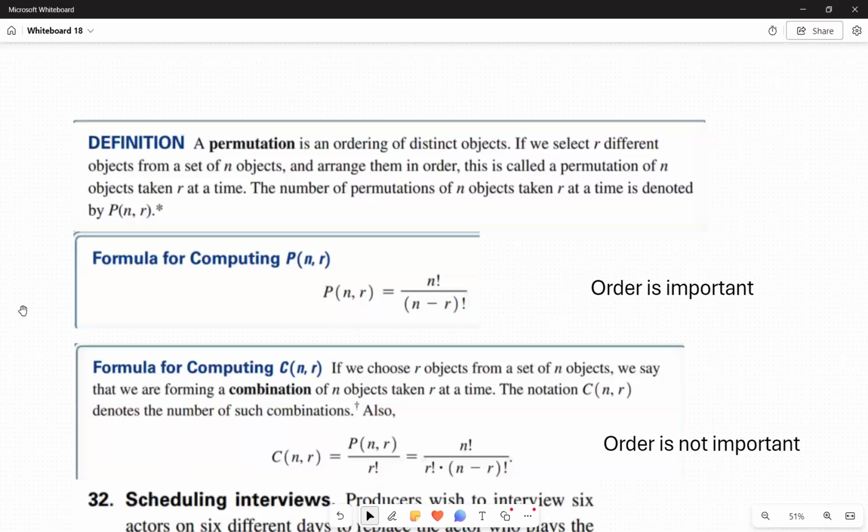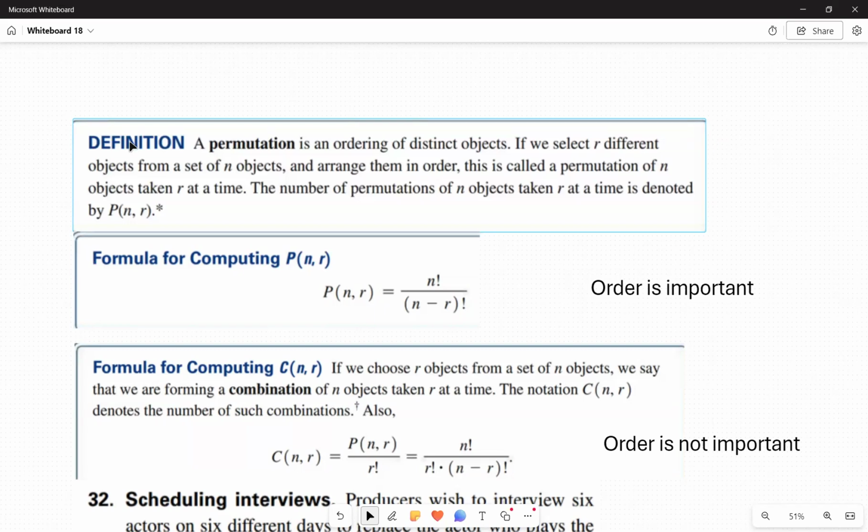Hello. In this video, we will be doing examples with combinations and permutations. So a permutation is an ordering of distinct objects. If we select our different objects from a set of n objects and arrange them in order, this is called a permutation. So in a permutation, order matters, or order is important.